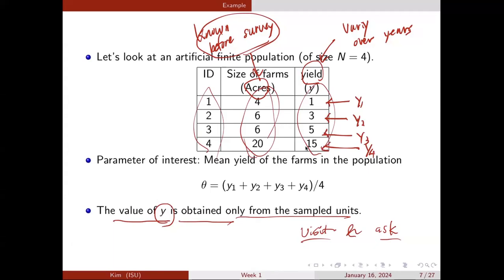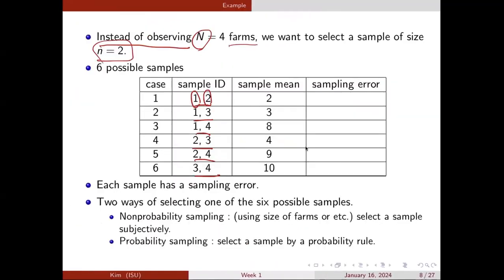So if I select farm 1 and farm 2, that means I can observe y1 and y2 in the sample. So y1 equals 1, y2 equals 3. So this value is actually (y1 plus y2) divided by 2, which is (1 plus 3) divided by 2, which is 2. Okay. So that's how we get this number.